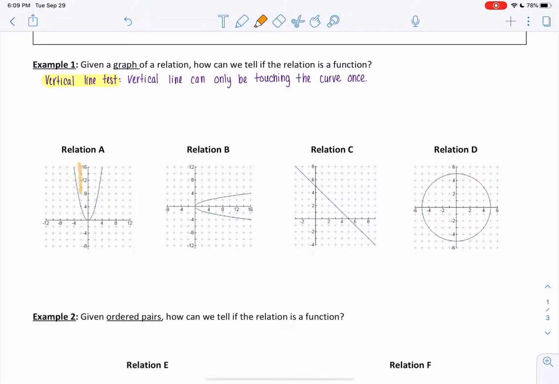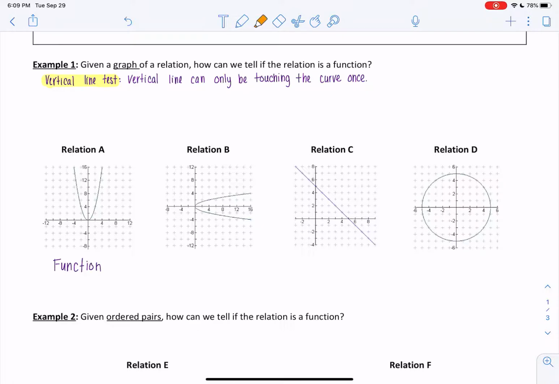I'm going to take this vertical line and I'm going to draw it on top of the curve. Now picture it sliding across the curve, and we want to see if at any point it's touching the curve more than once. Of course, this is a really thick line because I'm using a highlighter, but it's not touching 2 points of the curve. So that means that this is a function.